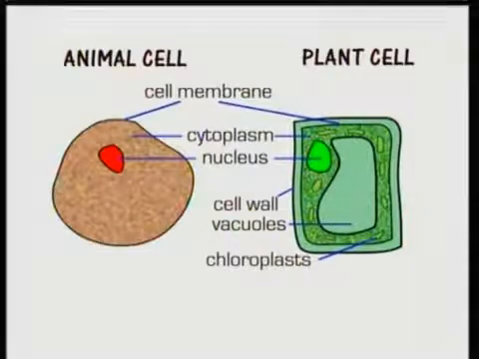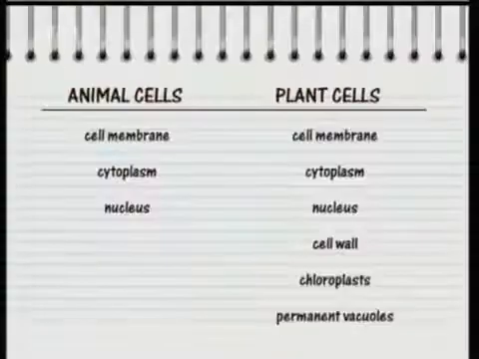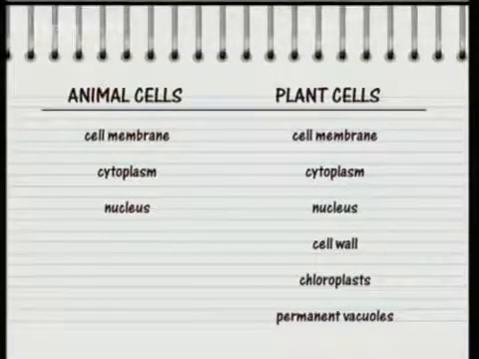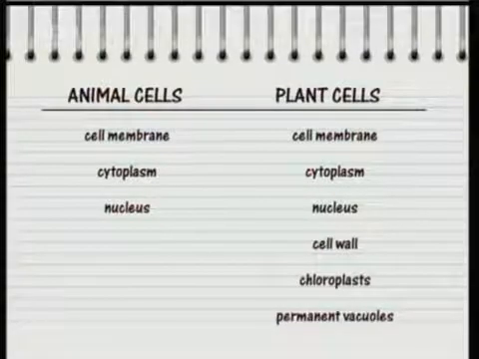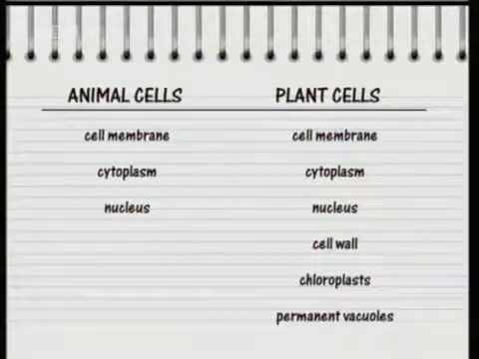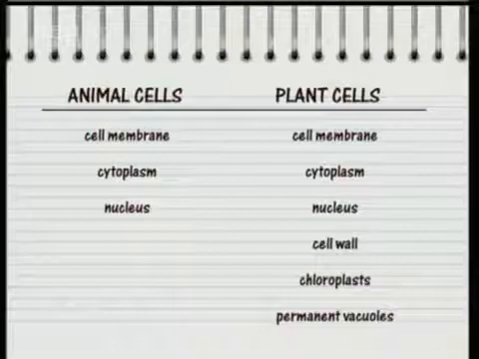How did you get on? Your table should look like this. Animal and plant cells all have a cell membrane, cytoplasm and a nucleus. Plant cells also have cell walls, chloroplasts and permanent vacuoles.